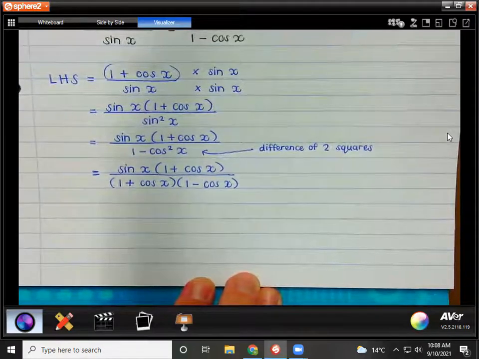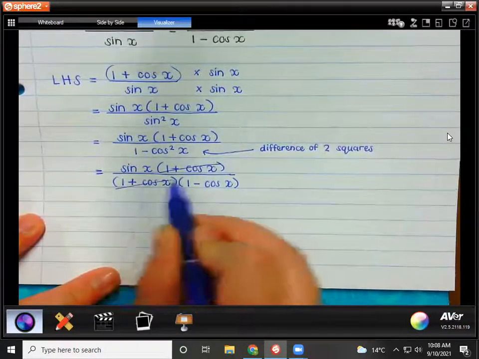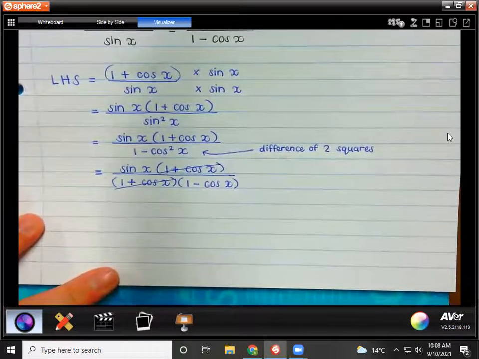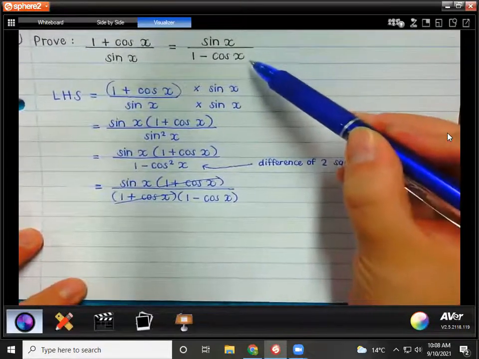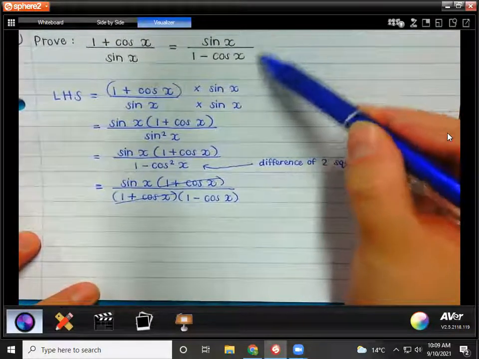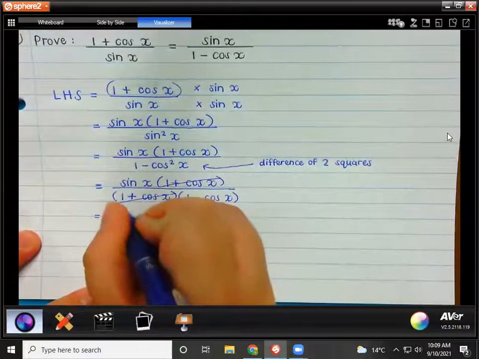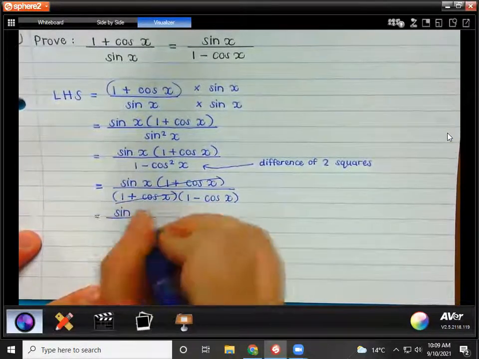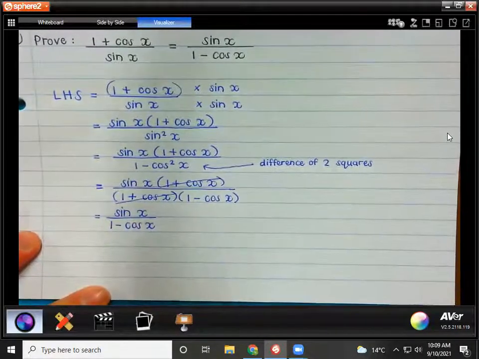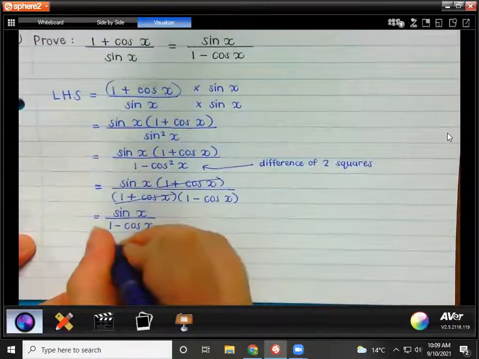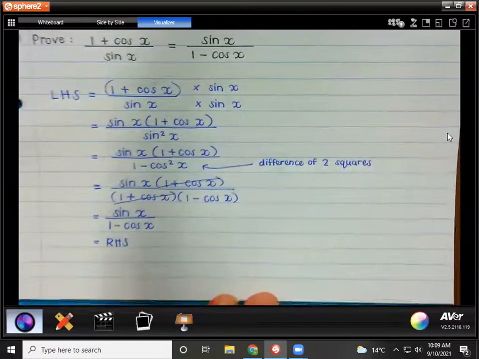All right, and there we have it, guys. We have 1 plus cos x at the top, 1 plus cos x at the bottom. We can cancel them out. What am I left with? Sin x over 1 minus cos x. Which is the right-hand side.